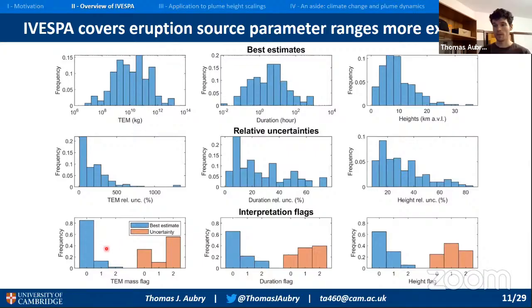Something that really stands out is that duration, as you can see, is one of the parameters where we have the most flag 2 for the best estimate. You can also see in the uncertainty distribution that there isn't really a tail. That parameter was really hard to constrain most of the time because the information to place an end and a start on an eruption was quite hard to obtain.